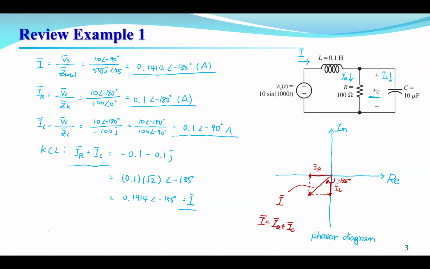And also VS, the voltage source, I use black. VS equals 10 angle minus 90 degrees. So VS is here, with magnitude 10, and this is minus 90 degrees.